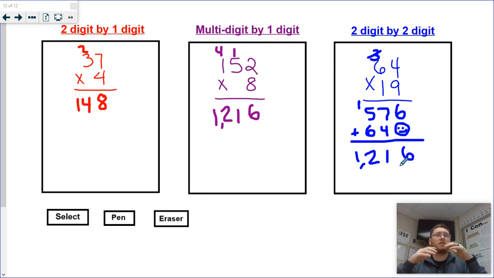For the purposes of our practice in class, we will be focused on Monday on 2-digit by 1-digit, and multi-digit by 1-digit. And then on Tuesday, we will do 2-digit by 2-digit.